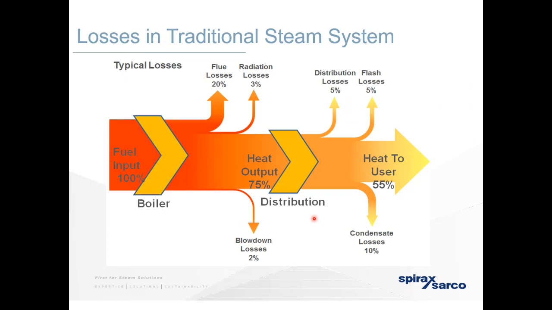Distribution losses, you'll then see 5%, flash losses another 5%, and condensate losses another 10%. So the actual heat that you get to your process is around 55% of what you first produced at the boiler.